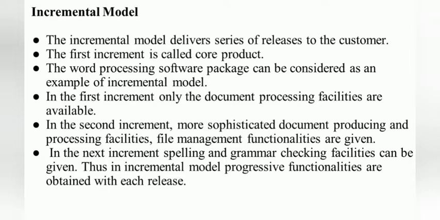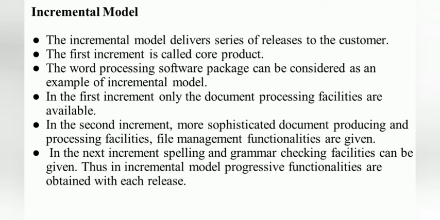The word processing software package can be considered as an example of incremental model. In the first increment, only the document processing facilities are available. In the second increment, more sophisticated document producing and processing facilities and file management functionalities are given. In the next increment, spelling and grammar checking facilities can be given. Thus, in incremental model, progressive functionalities are obtained with each release.